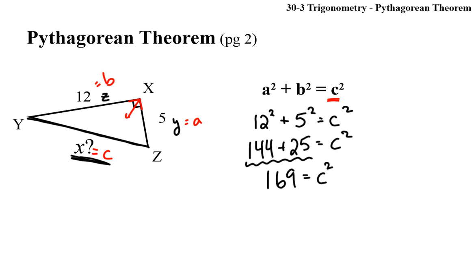But like we talked about, we always finish Pythagoras. We don't want to know what C squared equals. We want to know what C equals. So we always square root. And C is equal to 13.